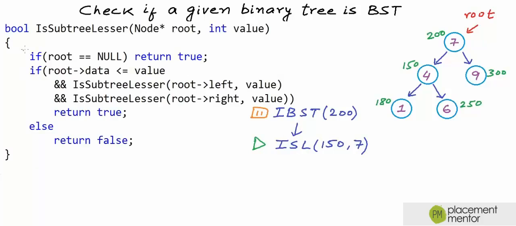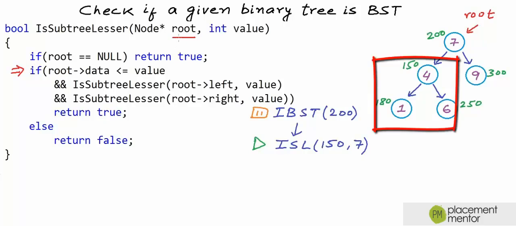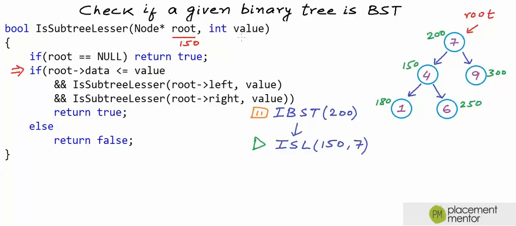Now in this call to isSubtreeLesser, root is not null, so we will not return true at the first line. We will go to the next if. Here the first condition is whether data in root is lesser than 7, and the root this time is 150, because this call is for the left subtree, and for this left subtree the address of root is 150. Data in root is 4, which is lesser than 7.